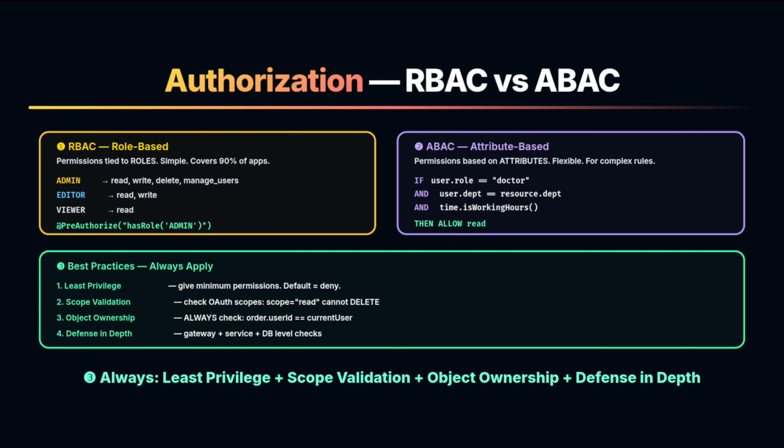Regardless of which approach you use, always apply least privilege, like give minimum permission needed, default deny everything. Scope validation: if the OAuth scope says read, do not allow delete. Then object ownership.